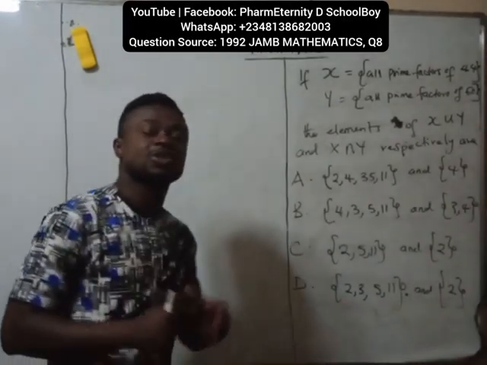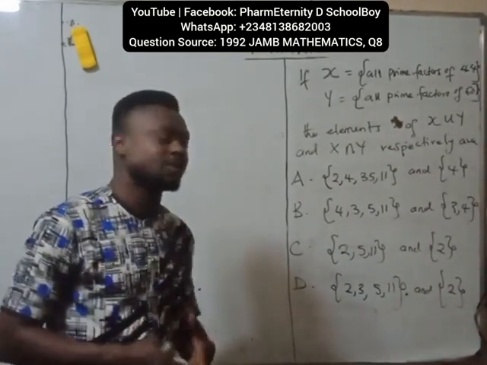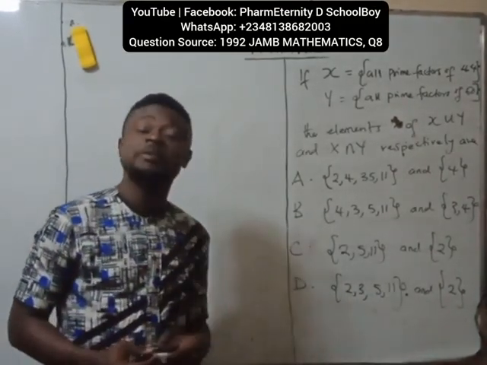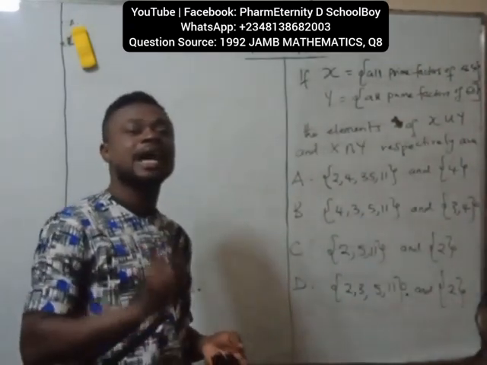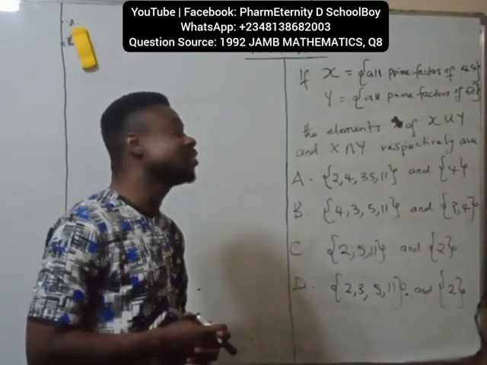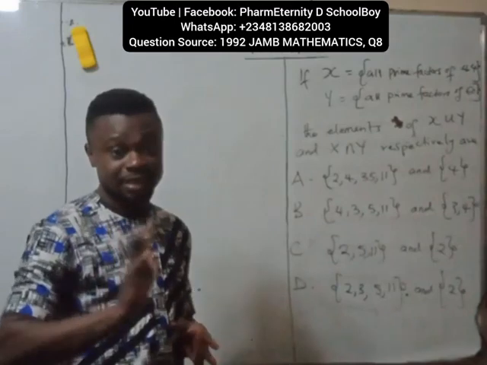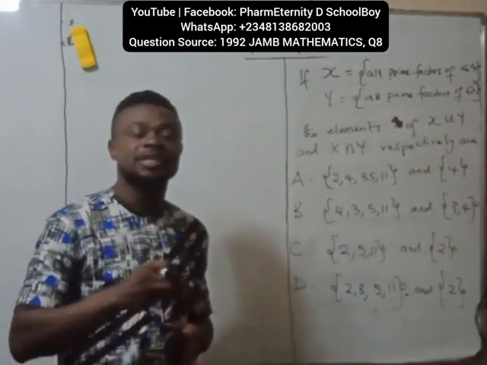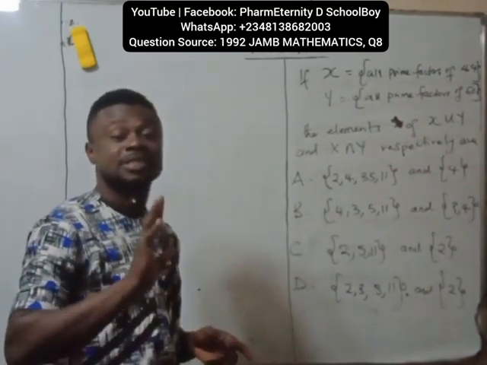So to answer this question, we need to understand what a prime number is. Then we need to understand what a factor is before we can understand what a prime factor is. What is a prime number? A prime number is a natural number that is greater than 1 but has only 1 and itself as its factor. That is, it can only be divided by 1 and itself without any remainder. Now, what is a factor? A factor of a number is a number that can divide that number without any remainder.